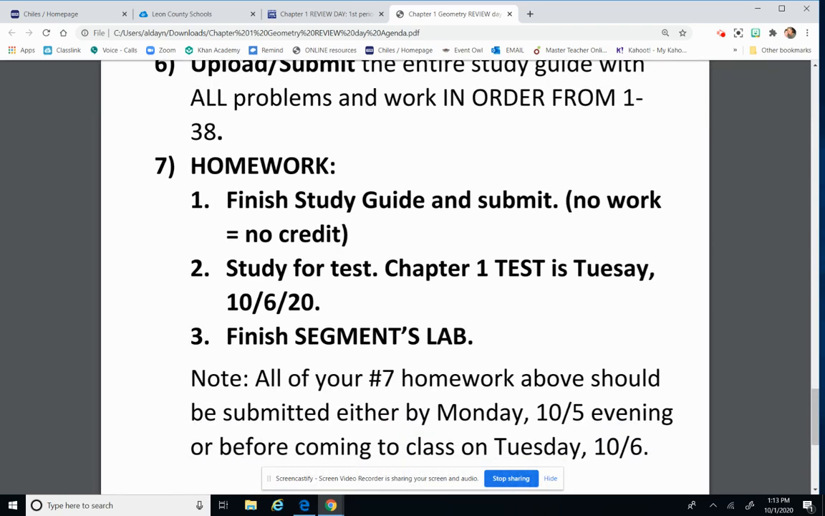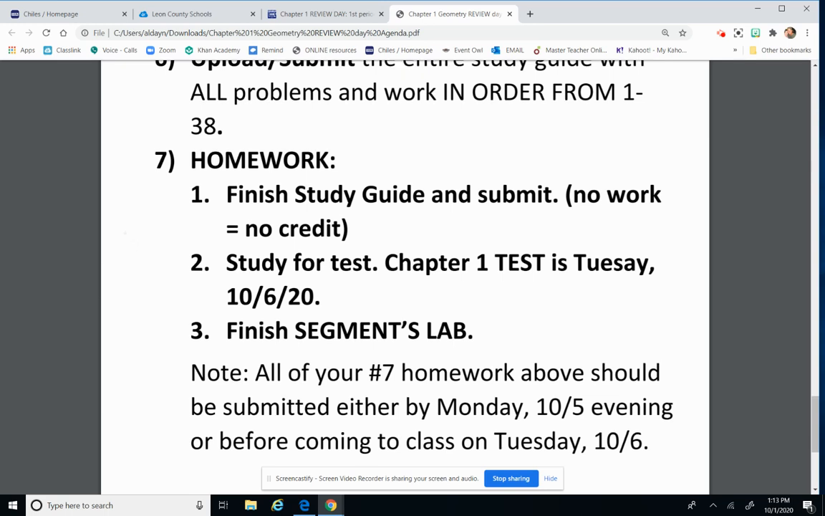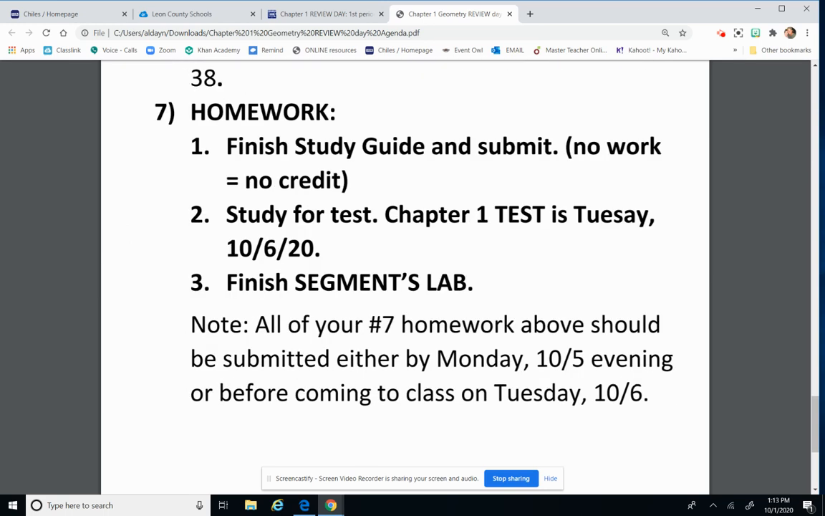So here is your homework for tonight. Finish study guide and submit. No work is no credit. Study for your test. The Chapter 1 test is Tuesday. I need to fix that correction right there. Tuesday, 10/6/20. And then you're going to finish your segments lab.